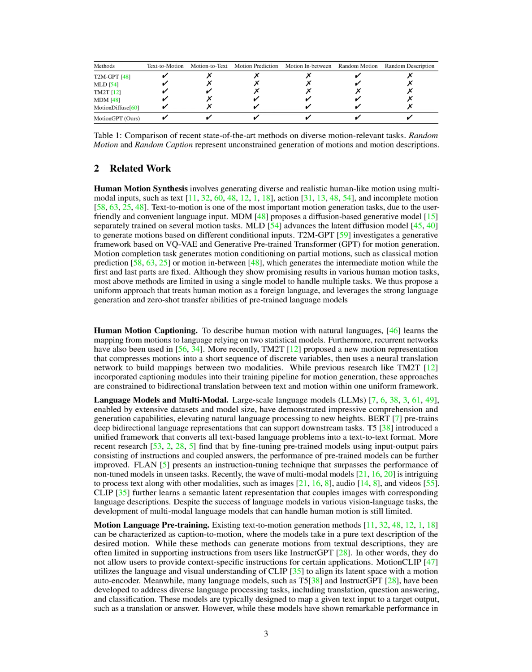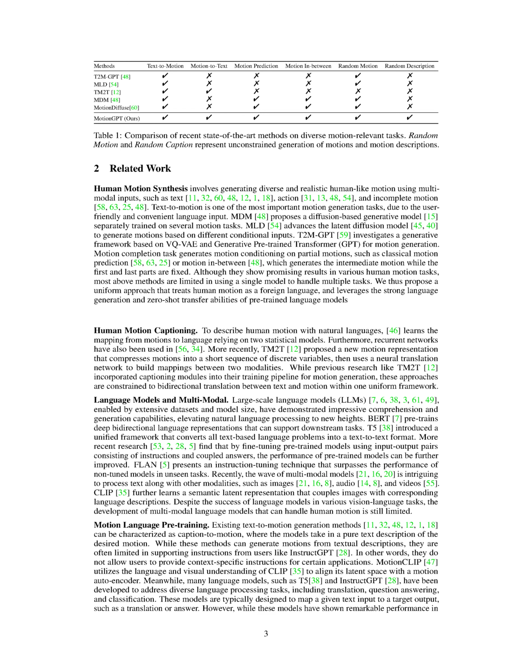T2M-GPT, on the other hand, examines a generative framework that is based on a vector-quantized variational autoencoder, VQ-VAE, and the generative pre-trained transformer, GPT, for creating motion. Moreover, there's the motion completion task, which deals with the generation of motion based on partial motions, creating intermediate motion while the start and end portions remain constant. Despite the promising outcomes shown by these methods for various human motion tasks, most of them struggle to use a single model to handle multiple tasks.